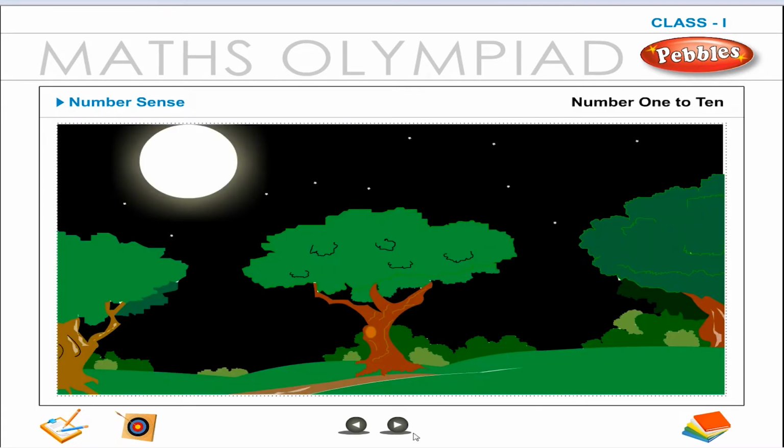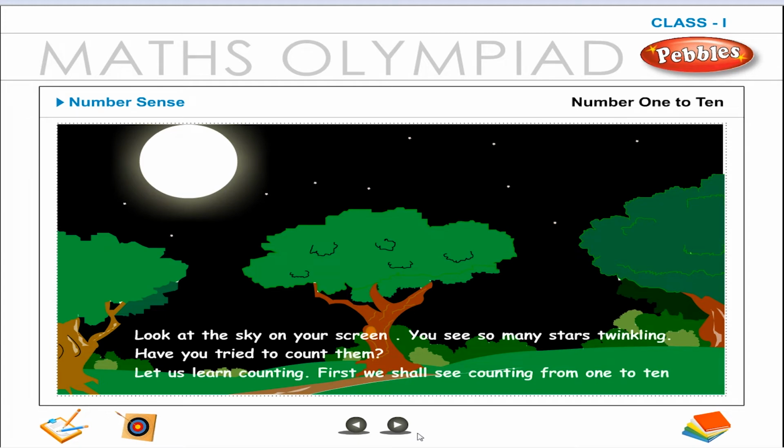Numbers 1 to 10. Look at the sky on your screen. You see many stars twinkling. Have you tried to count them? Let us learn to count. First, we shall see counting from 1 to 10.